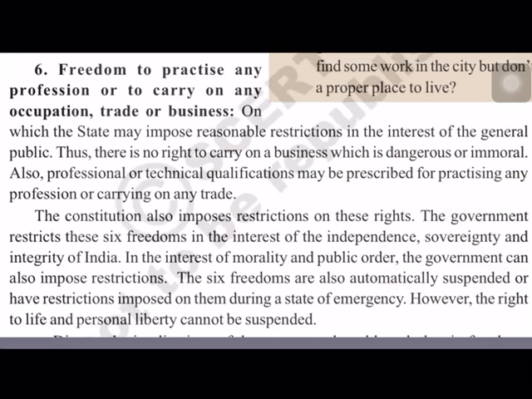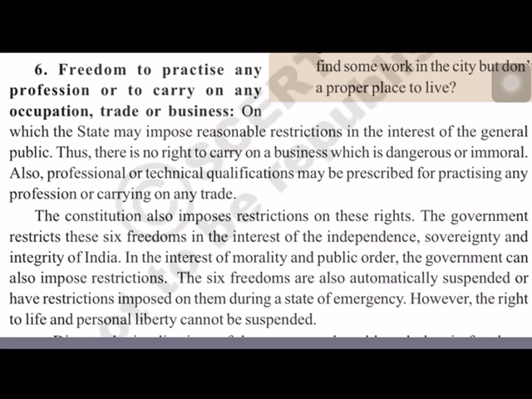And all these 6 freedoms which we discussed now are temporarily suspended during the time of emergency. Whenever a state of emergency is imposed by the president in a state or in the whole country, during that period of state of emergency, these 6 freedoms are temporarily suspended. Not only these 6 freedoms, the fundamental rights are suspended during the time of emergency. And these are revived again after the period of emergency is over.